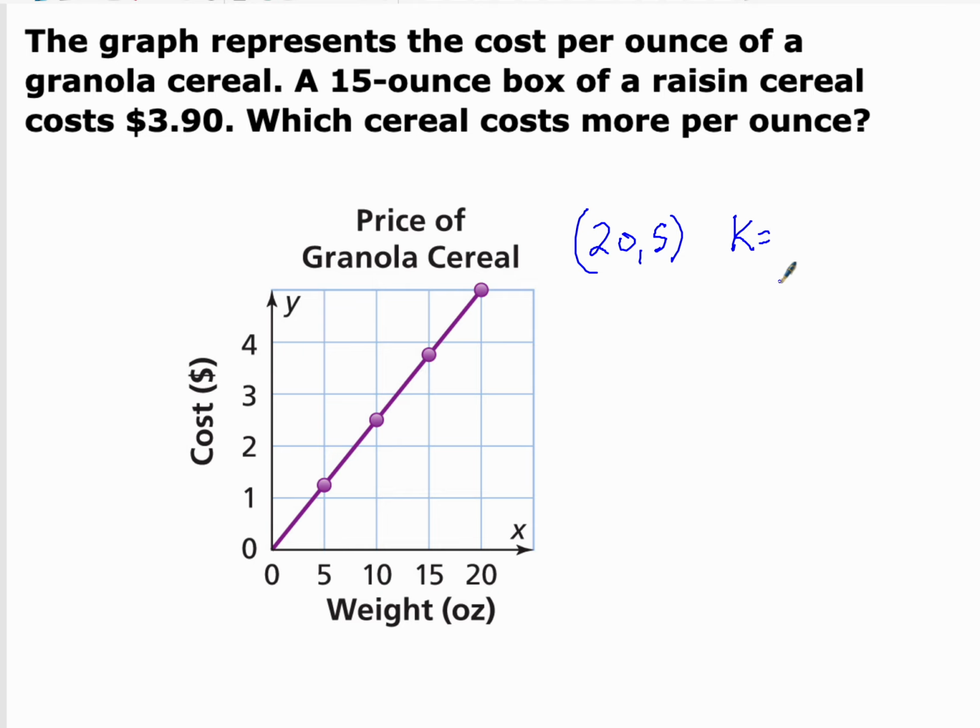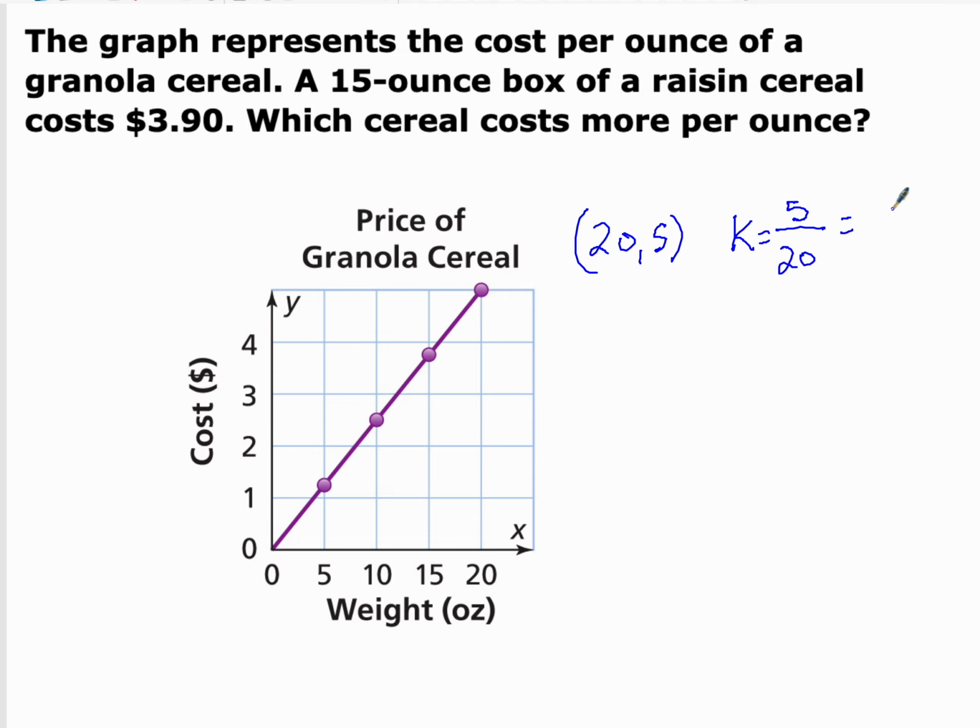The money goes on top, right? So k equals 5 over 20, and just divide it. 5 divided by 20, not 20 divided by 5. 5 divided by 20 is 0.25.